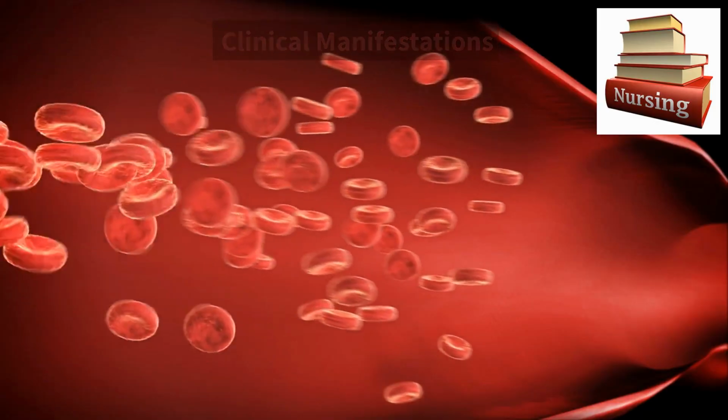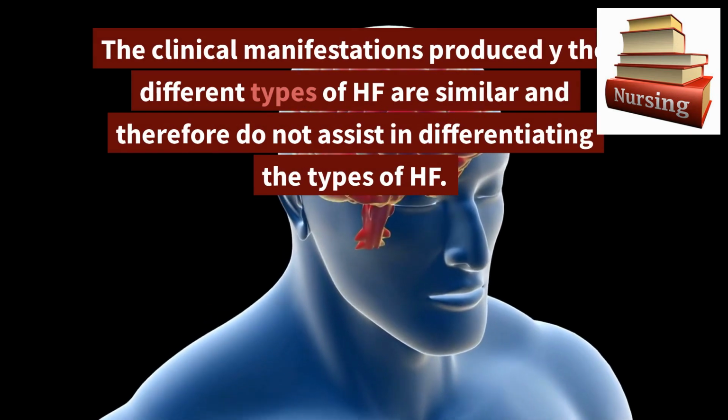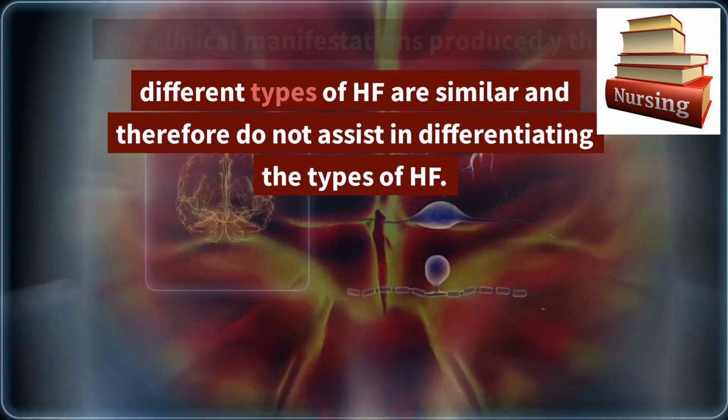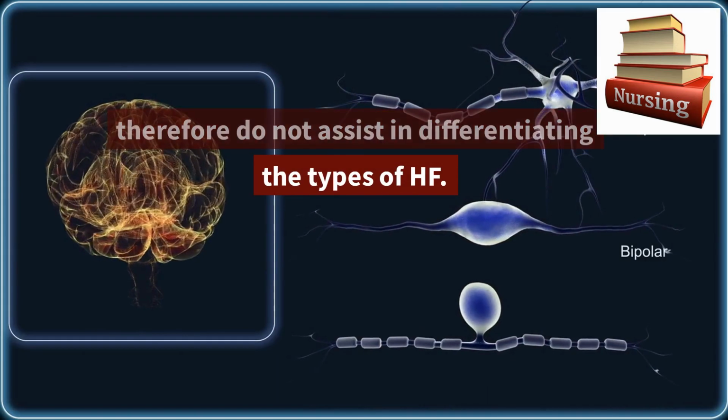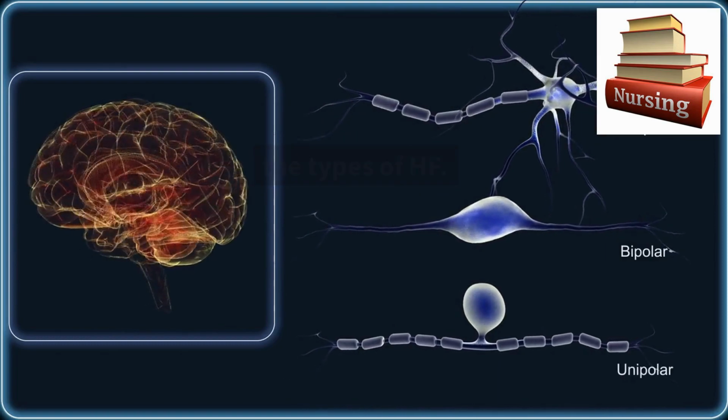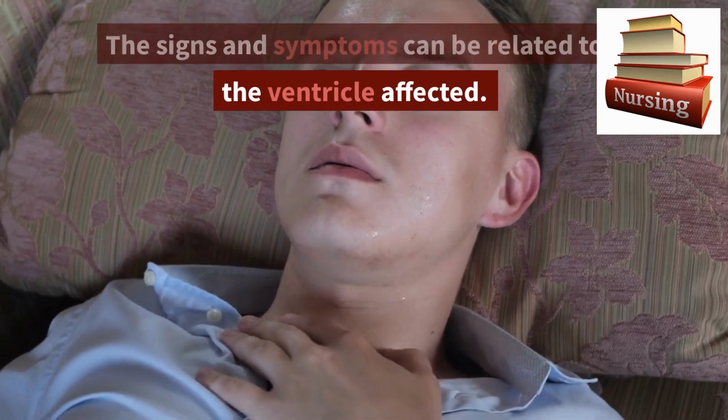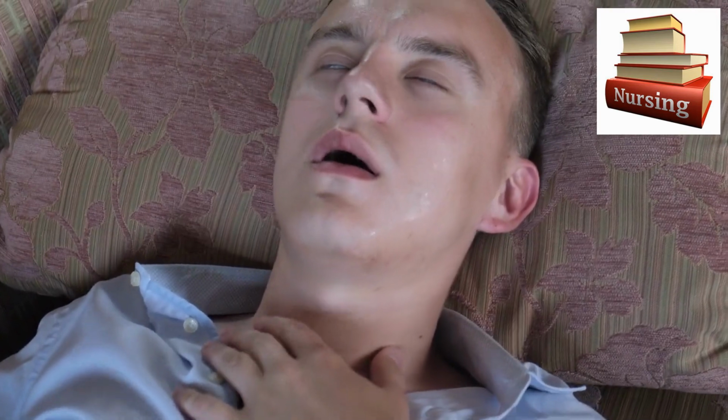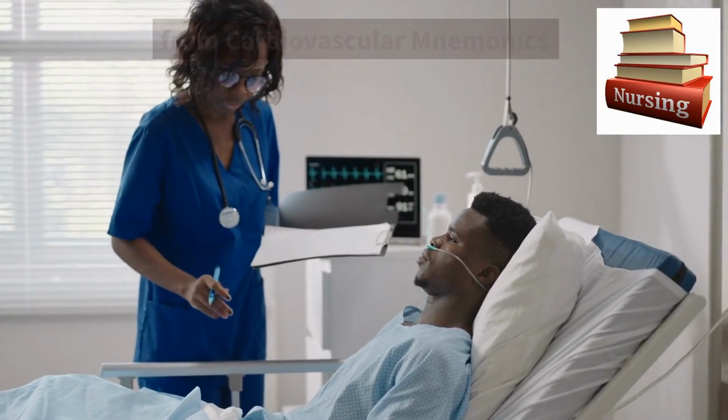Clinical manifestations. The clinical manifestations produced by the different types of HF are similar and therefore do not assist in differentiating the types of HF. The signs and symptoms can be related to the ventricle affected. From cardiovascular mnemonics. Left-sided HF.